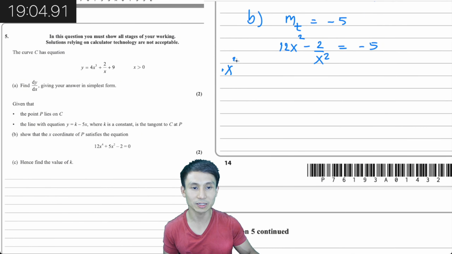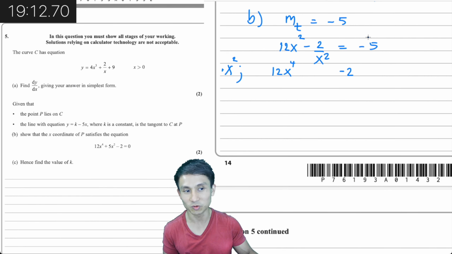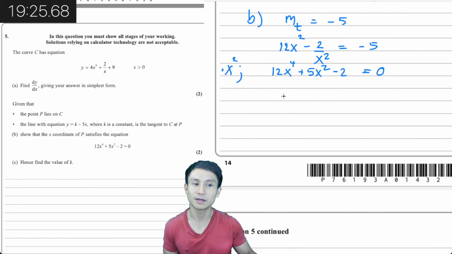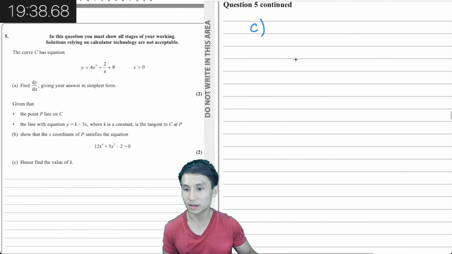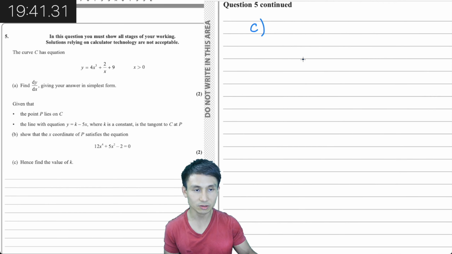So let's multiply x squared across. We get 12x to the 4, and then this is minus 2. But because I know I have to move this to the middle term anyway, I move the 5x squared to the left, I get plus 5x squared here. So that's just simplifying the quadratic there. It's not exactly quadratic, but we can solve it quadratically by letting x squared be something. But that's already what we want in B. Now C, we're going to solve that, so solve for k.